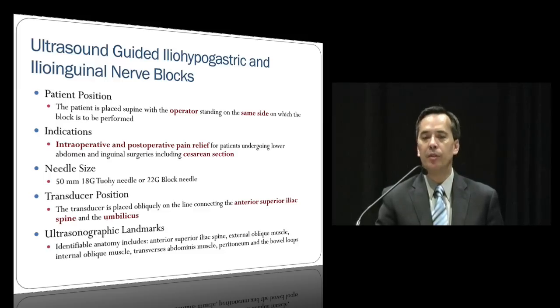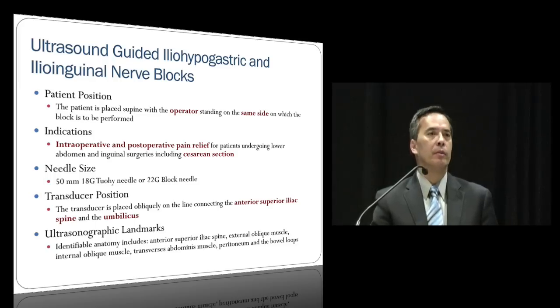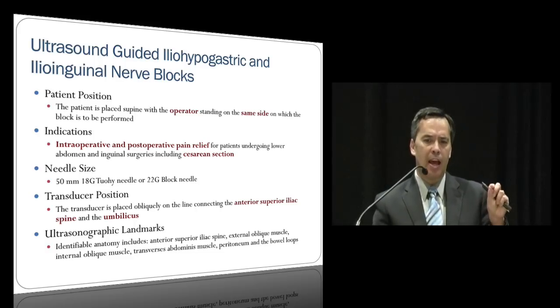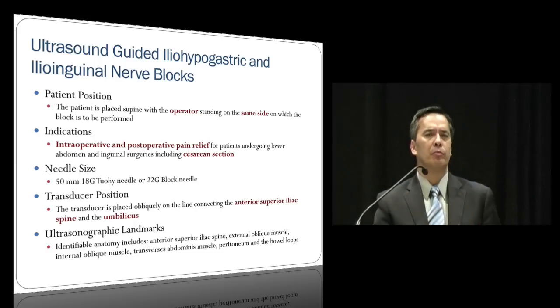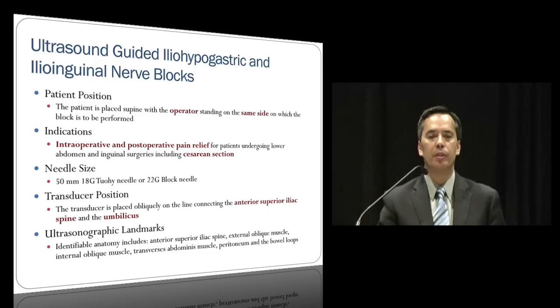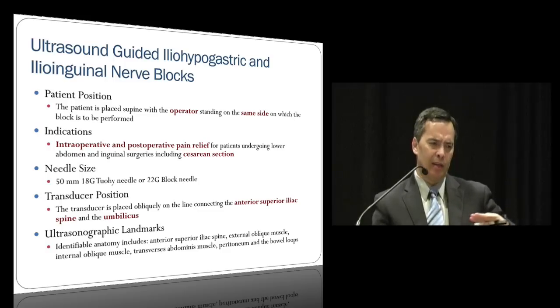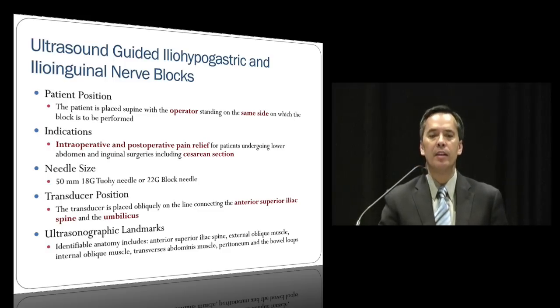For the needle size, you can use anywhere from an 18 gauge Tuohy, 17 gauge Tuohy, to a 22 gauge block needle. What we've been using lately are those EchoStim catheters or block needles, which are really nice and show up well when you're using ultrasound. And then for the transducer position, you want to put it in a line that connects the anterior superior iliac spine with the umbilicus. That's where you want to put your probe, and you go in a line towards it. I'll show you a nice slide that shows that.